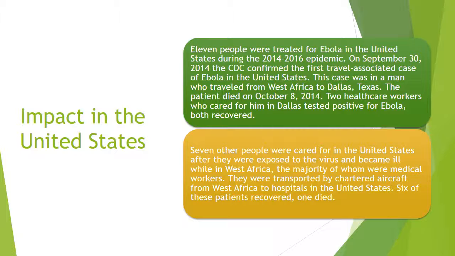In the 2014-2016 epidemic that you're probably familiar with, 11 people were treated for Ebola in the United States, among countless other individuals that were treated as suspected Ebola patients. In 2014, on the 30th of September, the first case of travel-associated Ebola was confirmed in the United States from a man in Dallas, Texas.